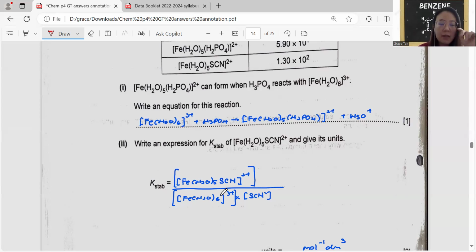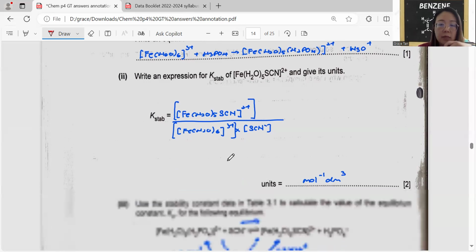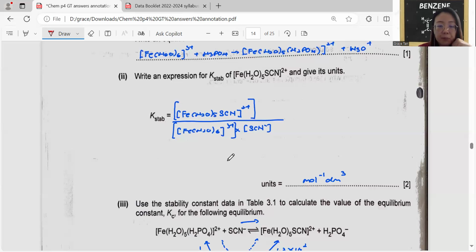So K step is defined as the formation of this particular complex. So when you want to form this complex, you must always form from the status quo called hexa aqua version. FeH2O6 3 plus times thiocyanate. Thiocyanate is negative, I hope you know by now. Yes, I know H2O will be removed, but H2O must always be omitted out from K step. So unit is mole negative 1 dm3.